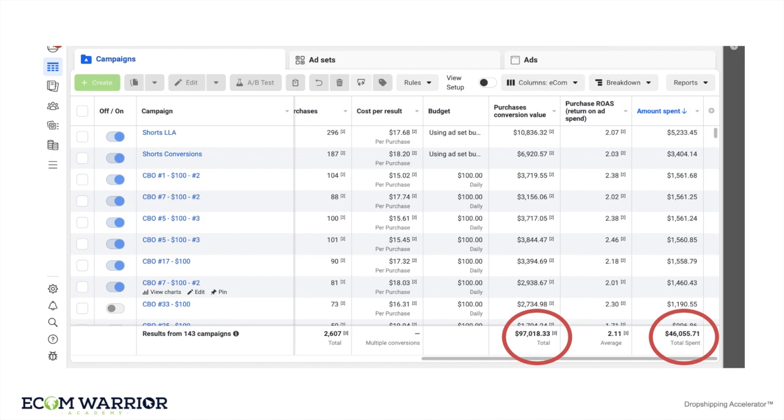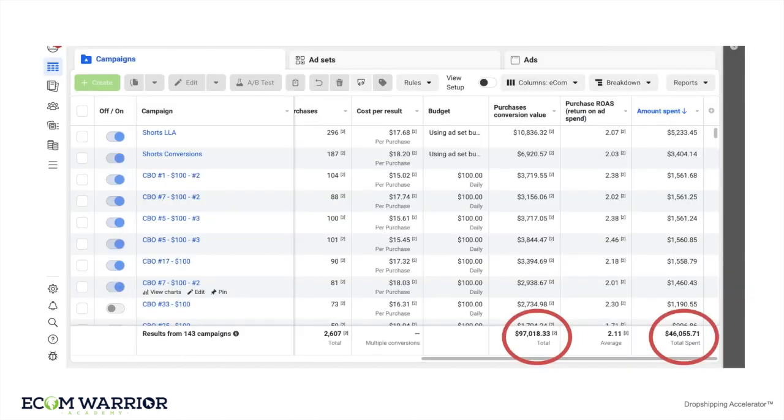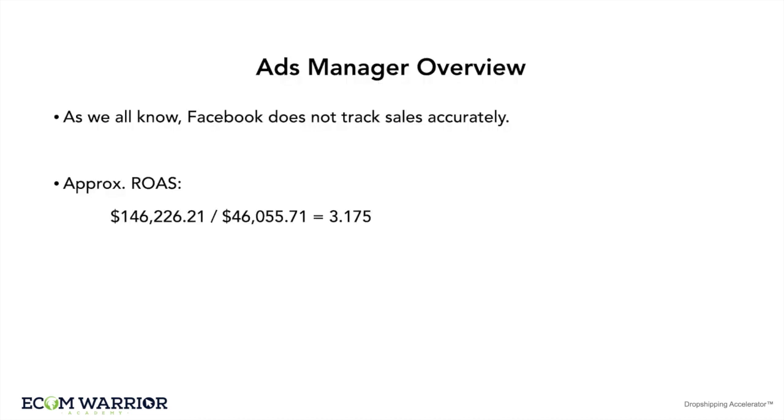So let me give you guys the true ROAS, because as we know, Facebook does not always track sales accurately. My approximate ROAS, which is the accurate ROAS, if I just take my sales divided by the amount spent, gives me a ROAS of 3.175. So 146,226.21 divided by 46,055.71, and that will give me a ROAS of 3.175. In the column where it says purchase ROAS, instead of 2.11, the accurate purchase ROAS was in fact 3.175. So that is going to be the accurate ROAS.